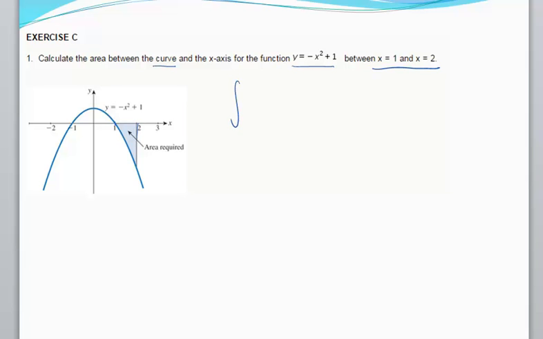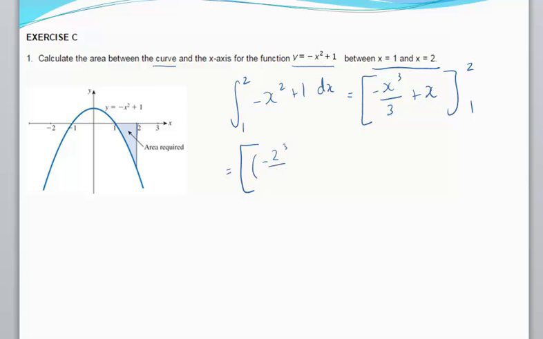So we're going to put this straight into our actual integral here. We're looking between 2 and 1 for our x values. Our formula is minus x squared plus 1 dx here. So in our square brackets, we're going to have minus x cubed on 3 plus x between 2 and 1. So we're going to end up here for our 2 values, minus 2 cubed divided by 3 plus 2, minus, minus 1 cubed on 3 plus 1.